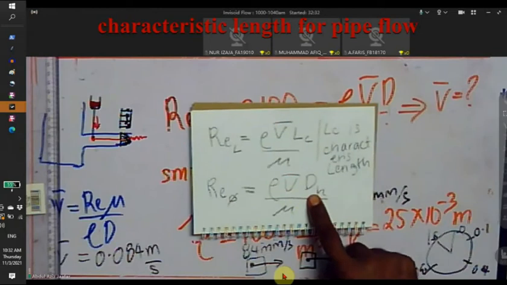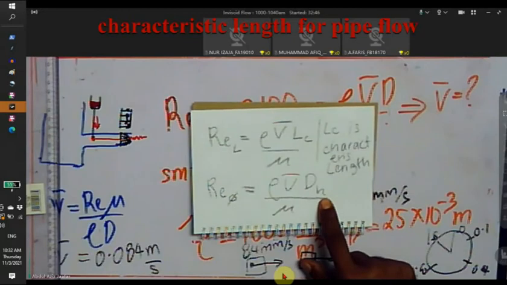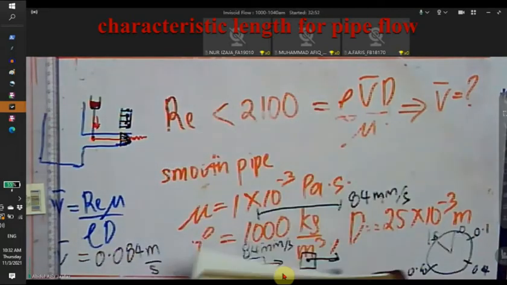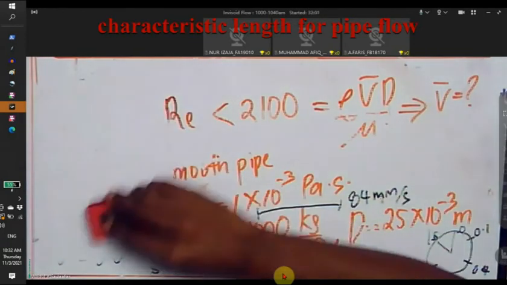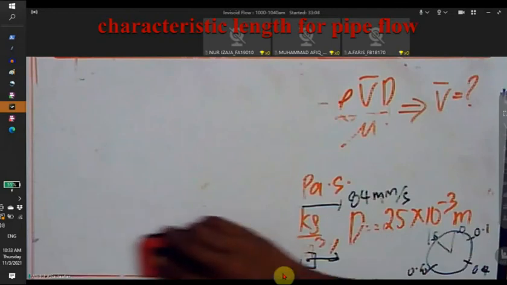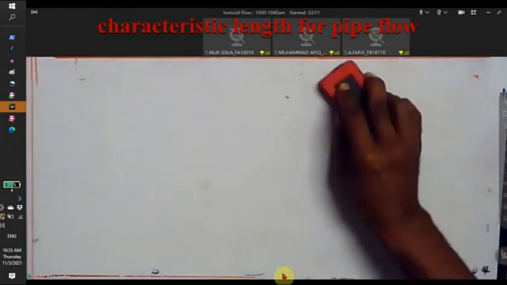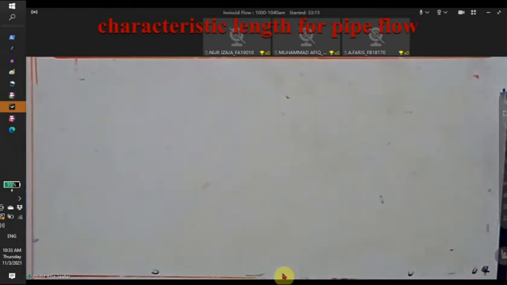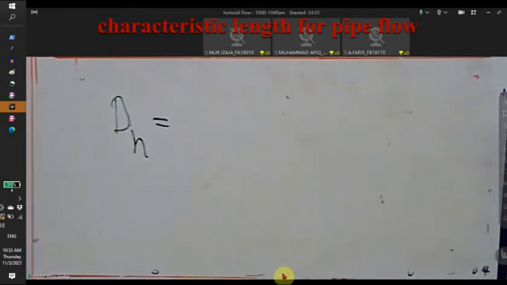Here I define the Reynolds number based on diameter. Here I'm using the symbol phi, a Greek letter, and then a subscript DH. DH is called the hydraulic diameter, right? So I'm going to write a new note here about the hydraulic diameter. D is only applied for flow inside a pipe. DH. So what is the definition of DH?